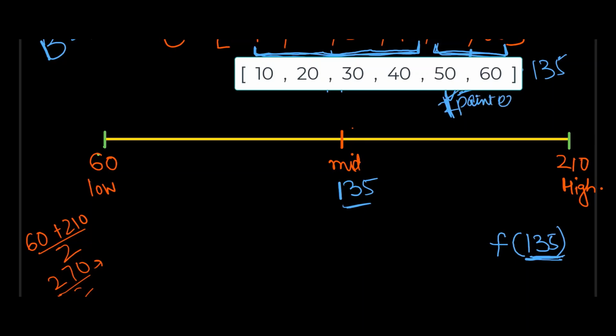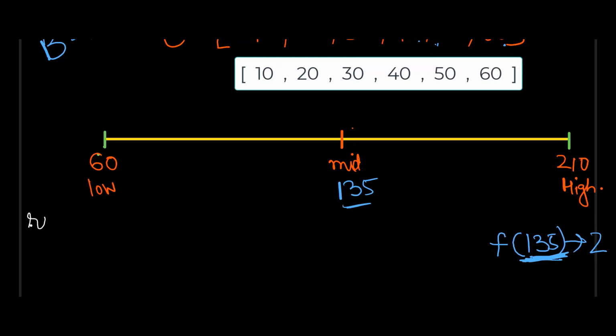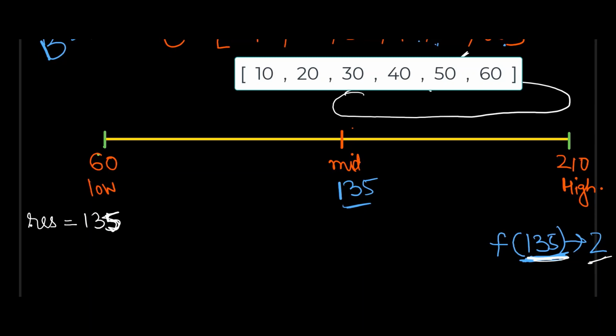So in total we required two painters to paint this. Now what I'll do is take a variable result and keep this 135 in it, as in, in 135 amount of time we can easily accommodate two painters. So till here we are sure that from mid to high we can easily accommodate two painters, and two painters can easily work in such amount of time.